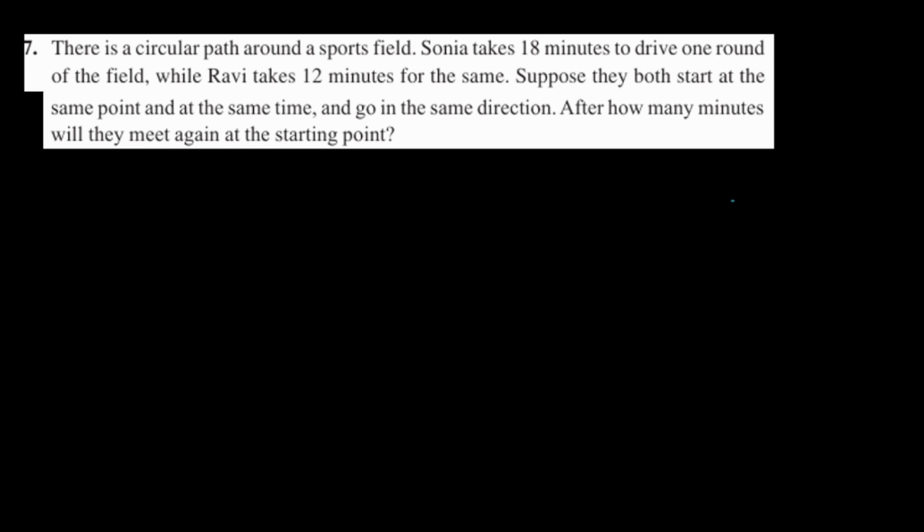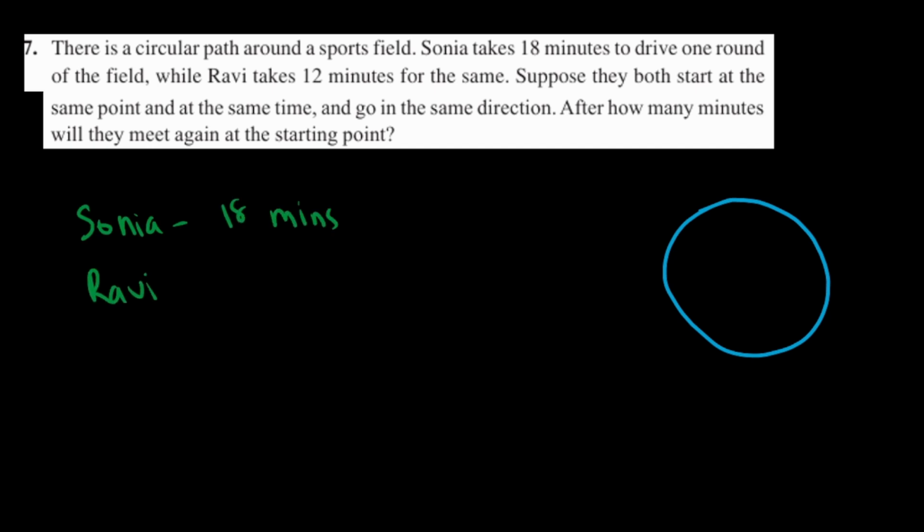So there's a circular path, so let me draw a circle here. There's a circular path, and Sonia takes 18 minutes and Ravi takes 12 minutes, right? Consider this is the starting point. Both of them start at the same point, same time, in the same direction. So they're asking after how many minutes will they meet at the starting point. To meet at the starting point, when they complete one round, for Sonia it will take 18 minutes, right? What if we just assume that Sonia is taking a second round?